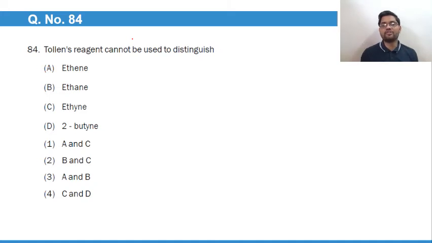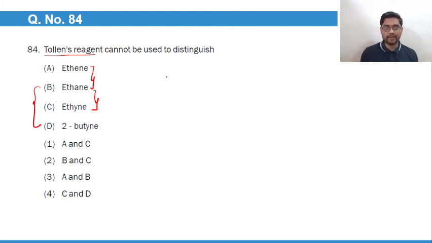84. Tollens reagent cannot be used to distinguish ethene and ethane. This is a combination, ethane and ethene. It can be used to distinguish ethyne and this. So ethane and butane cannot be distinguished, and ethene and ethane cannot be. So all these three combinations cannot be distinguished. Okay. Basically, Tollens reagent is used to distinguish terminal and non-terminal alkynes. It is used to distinguish what? Terminal and non-terminal alkynes. So see what the options are.